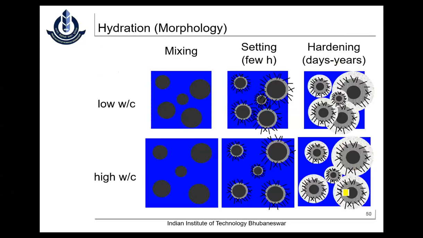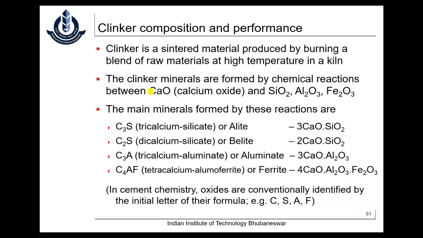And if you look at what a clinker is, it is a sintered material produced by burning a blend of raw materials at high temperature in a kiln. It has all these main chemical reactions, and these are the 4 primary compounds which you have already seen. These are all abbreviated as C3S and so on. We all know that.